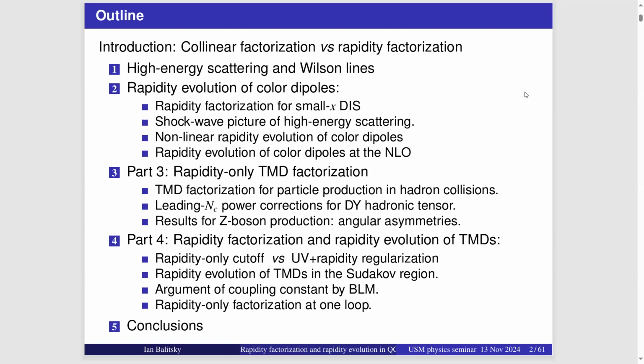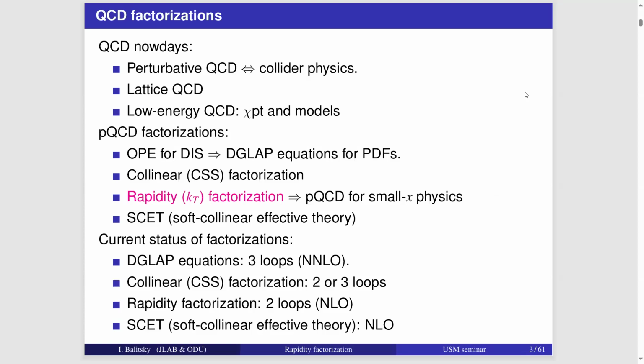Okay, so introduction. What is QCD nowadays? QCD nowadays is a combination of 3 things. First is perturbative QCD, which serves for collider physics. Second, lattice QCD, which describes properties of nucleons and mesons. And third, low energy QCD, chiral perturbation theory and models. I will talk about perturbative QCD, and more than that, about factorization in perturbative QCD.